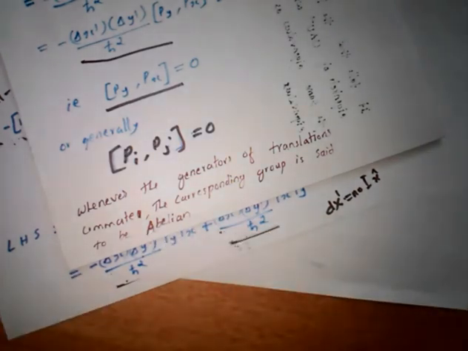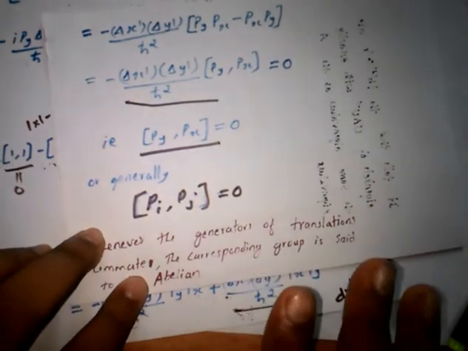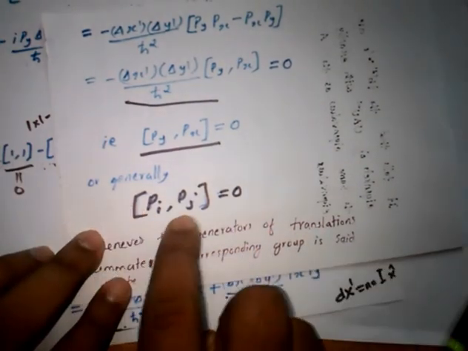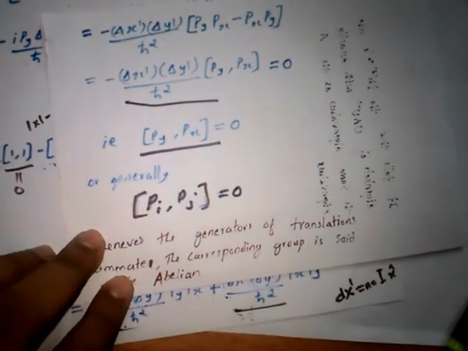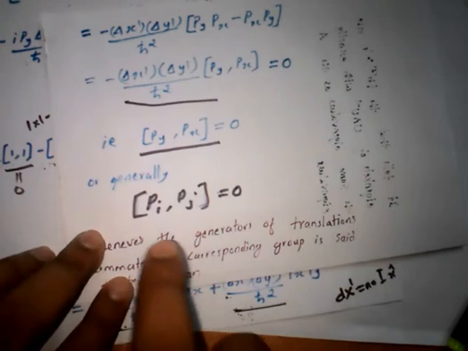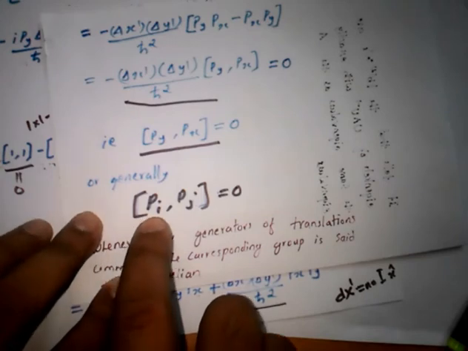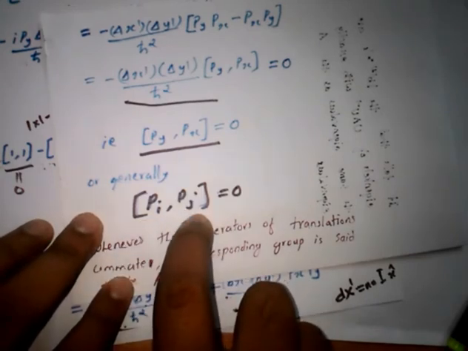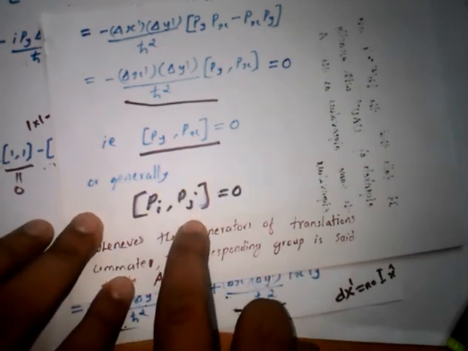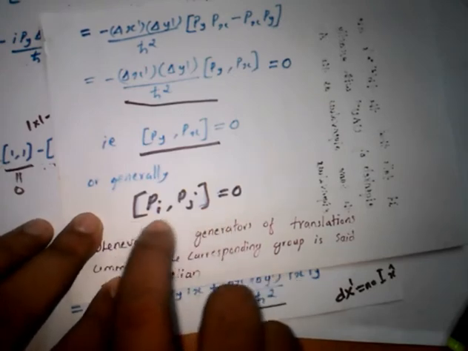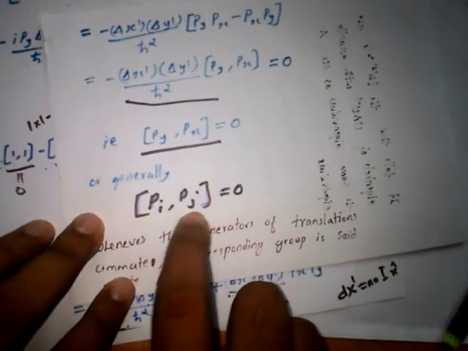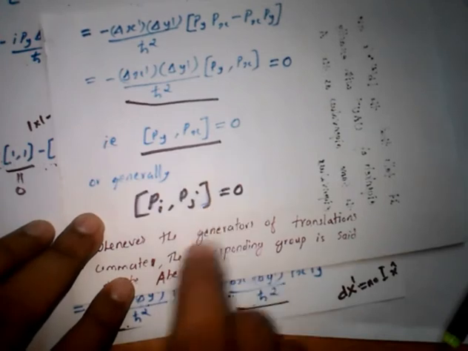Okay, the commutator of pi pj equal to 0 means that the measurement of momentum in one direction does not affect the measurement of momentum in another direction. That's the physical significance, or physical meaning, of this commutator of pi pj equal to 0.